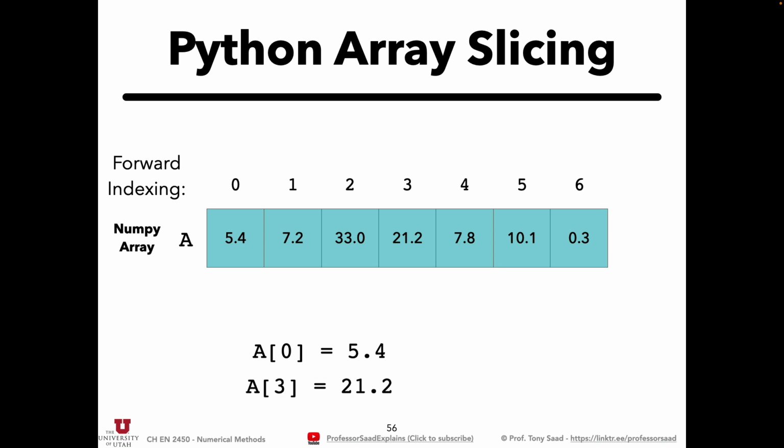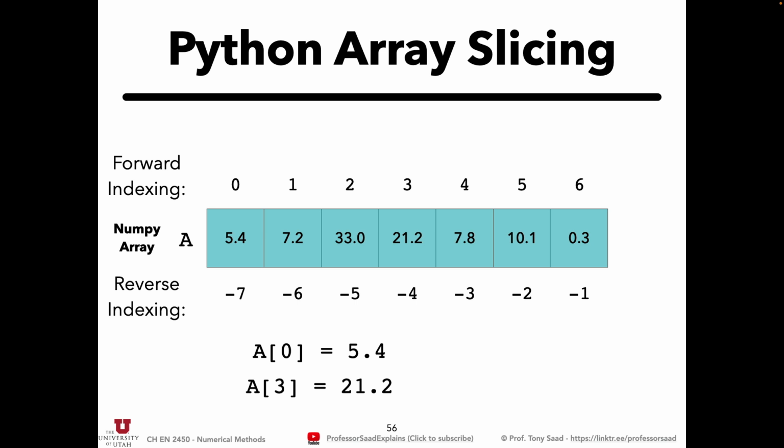Now, there's also something called a reverse index, to access a Python array from the back. How do we do that? This is reverse indexing. If I say A minus 1, it's going to give me the last value.